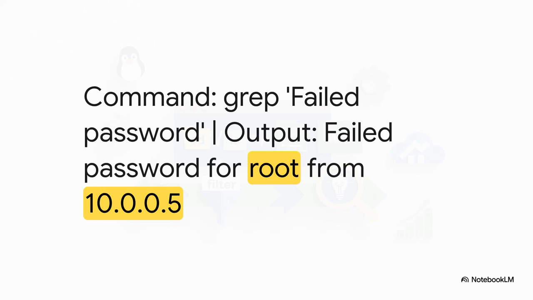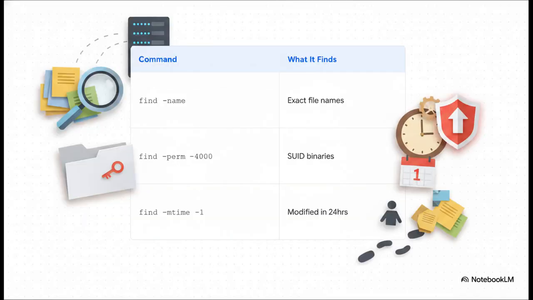Instead of manually scrolling through thousands of log lines, which, let's be honest, nobody has time for, we just tell grep to look specifically for the phrase failed password. And think about what that actual output looks like. It effortlessly pulls the exact intelligence we need straight out of the noise. We get the timestamp, we see the targeted user is root, and boom, there is the attacker's IP, 10.0.0.5. Just pure, actionable data.